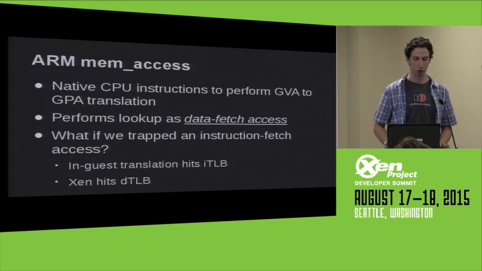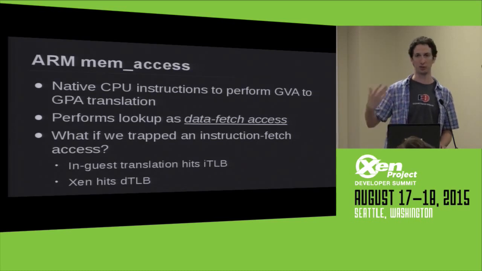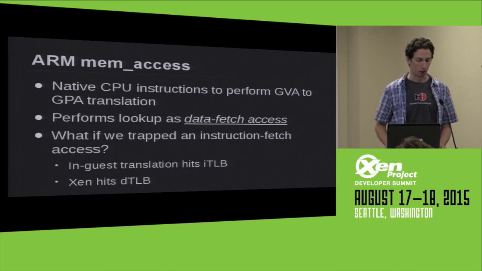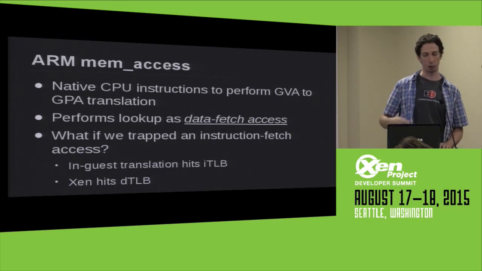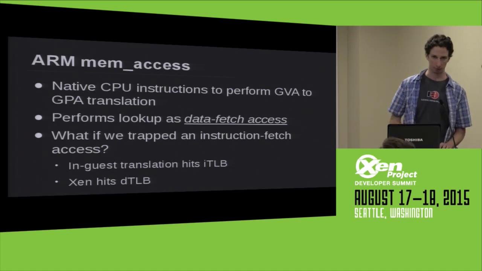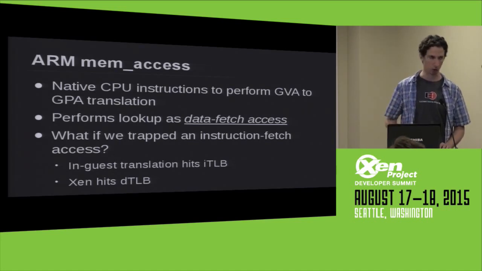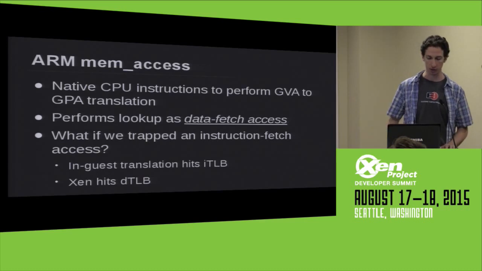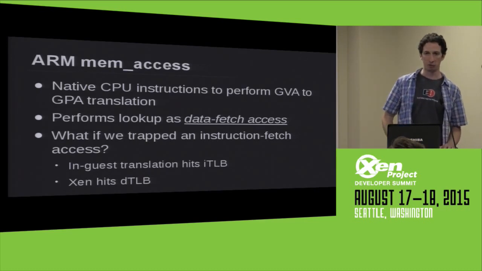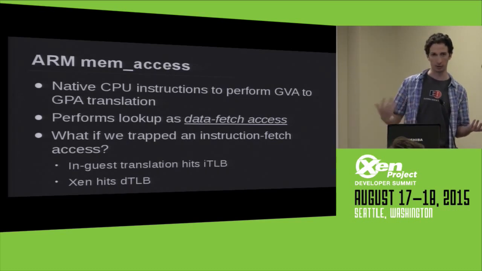ARM did give an instruction where you can say, hey, I have this guest virtual address, please translate it to a guest physical address using whatever page table. How that instruction is implemented, though, is that it performs that translation as if it was a data fetch access. But what happens if we actually trapped an instruction fetch? Well, the translation will hit one TLB, which is the instruction TLB, the translation lookaside buffer that holds these translation entries as a cache for speedy translation, but then hits the DTLB. So if there is one entry in the ITLB that differs from the DTLB, then Xen will have a totally different translation than what the guest has.